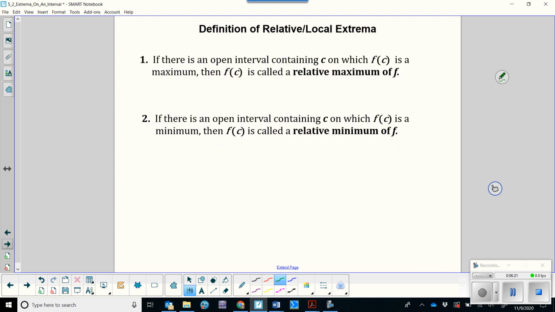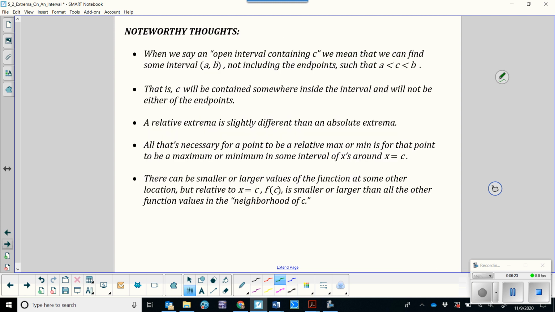So, some things to think about here. When we say some open interval, we mean if we could find some interval that doesn't include the endpoints, and this value is the biggest or the smallest, then it's a relative or local max and min. Relative extreme is a little bit different than absolute. Absolute is the largest or smallest on whatever interval we're picking.